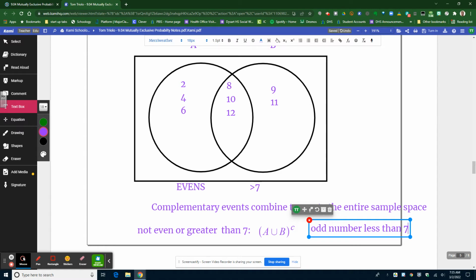So odd numbers less than 7 are going to go inside the sample space, inside the rectangle, but outside the circles. Get some lines to make a little more sense now. Okay. So what are my odd numbers? 1, 3, 5, 7. Actually, let me rephrase this. This is less than or equal to.